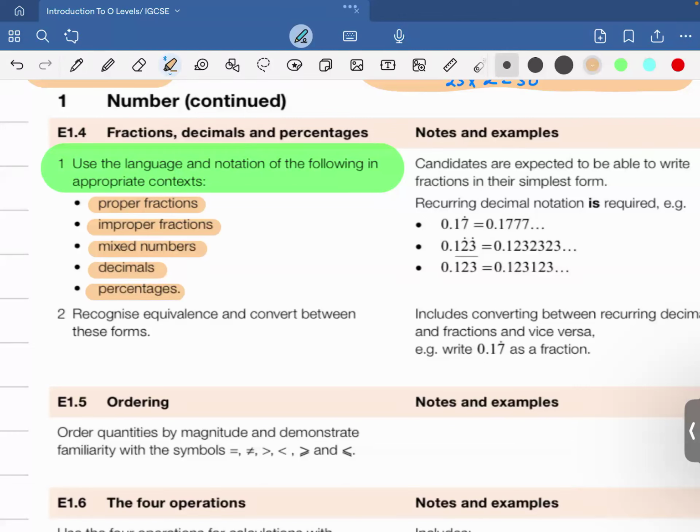Candidates are expected to be able to write fractions in their simplest form. This is the key concept, okay? Simplest form. Recurring decimal notation is required, for example 0.17 with a repeating bar means it's repeating. So the examiner will tell you to write this number as a fraction, or write that fraction as a recurring decimal, and vice versa. Let's proceed, and recognize equivalence and convert between these forms. So it's easy.